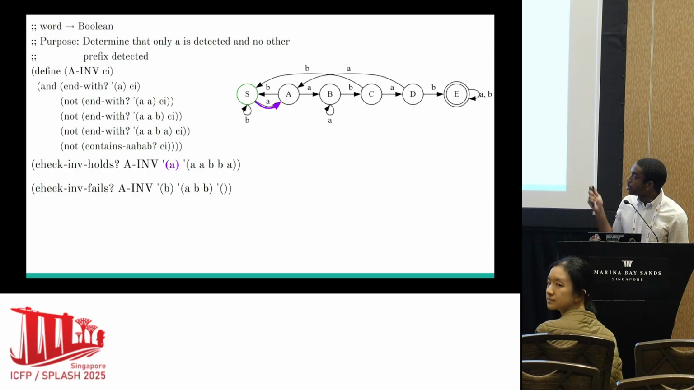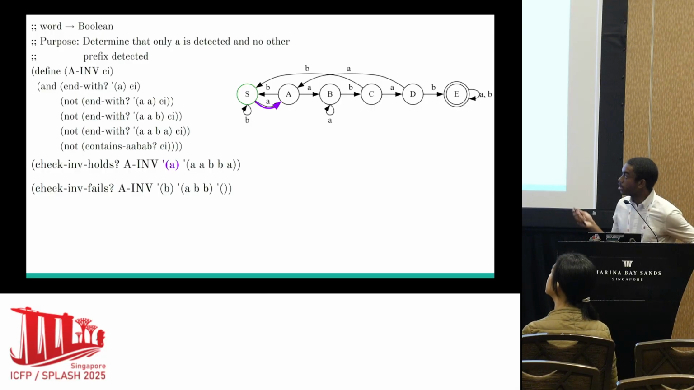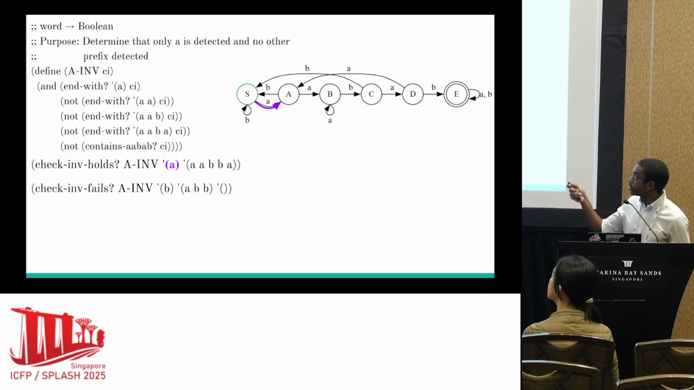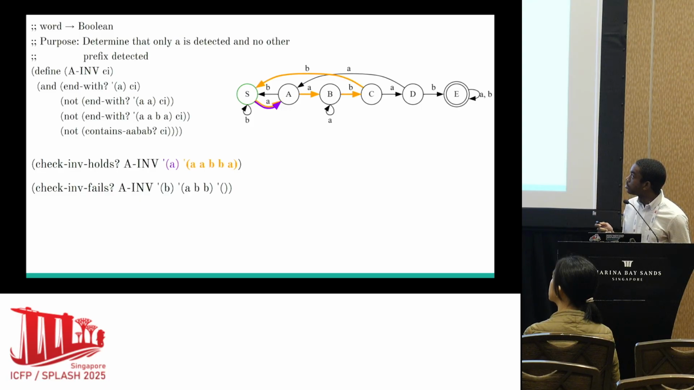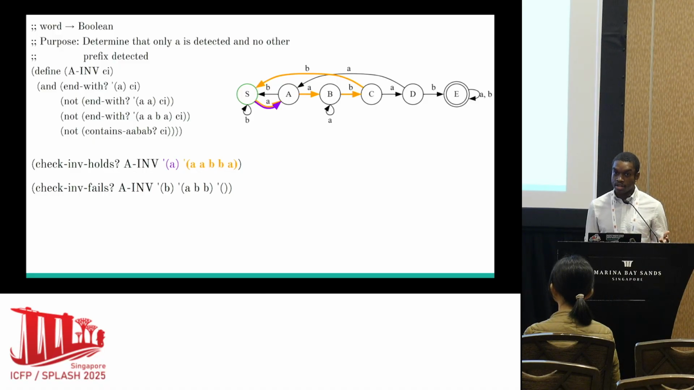So here we have the first test in this suite, A, which tests the edge from S to A, and the second test will test all of the edges highlighted in yellow. So I now have a question for you guys. Do you think this is a thorough test suite for this invariant predicate?